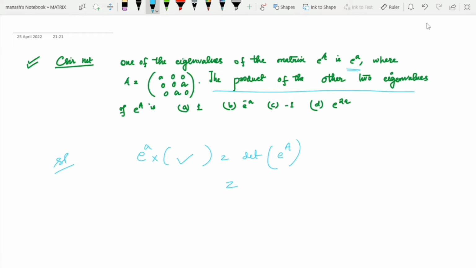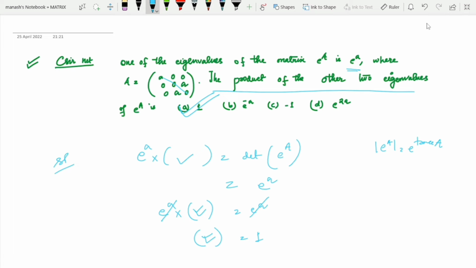Now see the last property in the previous slide. The determinant of e to the power A is equal to e to the power trace of A. Trace of A is a plus 0 plus 0, so it is a. So e to the power a into the product of the other two eigenvalues is equal to e to the power a. You can cancel this out. So the product of the other two eigenvalues is equal to 1. So this is the correct option.